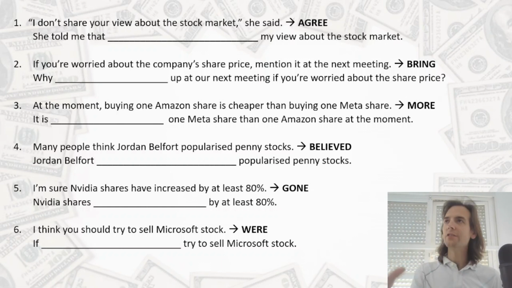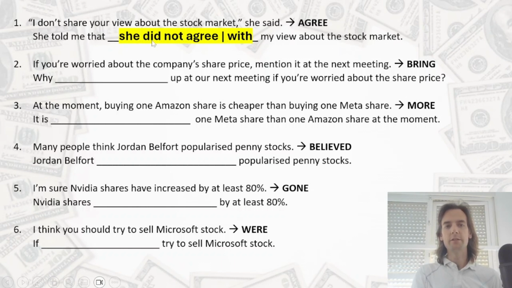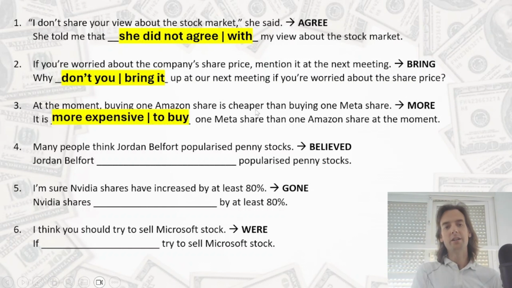But now, you've had time, you've paused it. Here are the answers. Number 1, She didn't agree with my view. I don't share. Reported speech. She told me, past tense, she did not agree, and you agree with something. Number 2, bring it up. To bring it up means to mention it, and I'm telling you to do it, then I'm saying, why don't you do it? Number 3, one Amazon share is cheaper, so one Meta share, it is more expensive to buy.